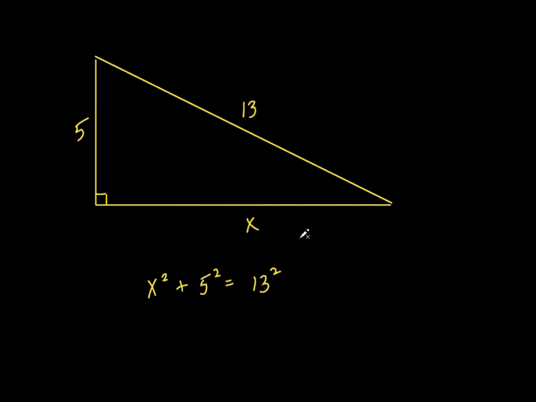This time we're solving for one of the legs. So the math is just a little bit different. Not a whole lot, but a little bit. So let's do this. x squared plus, what's 5 squared? 25. 13 squared, that's 169, I believe.